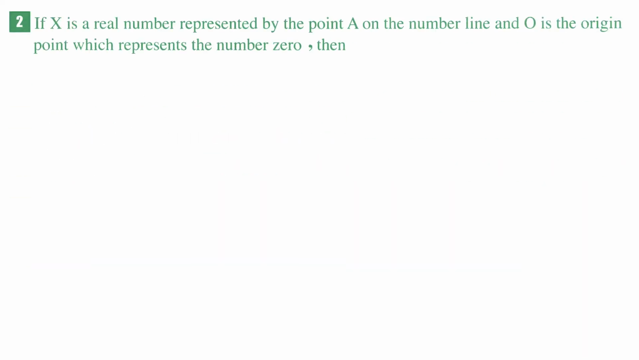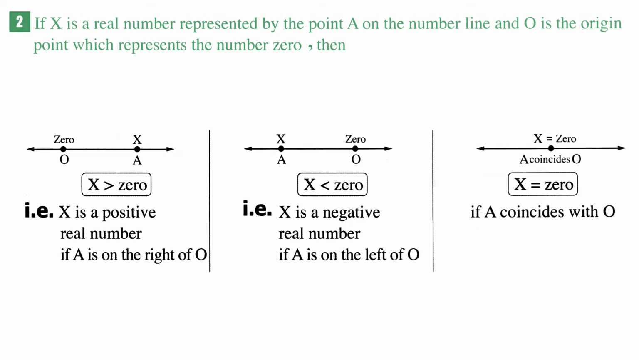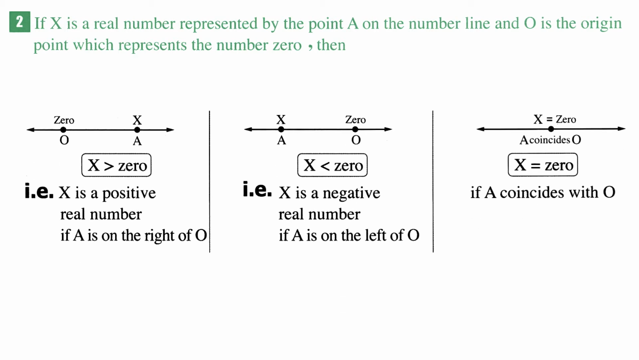If x is a real number represented by the point A on the number line and O is the origin point which represents the number 0, then x greater than 0, x is a positive real number, if A is on the right of O, which is 0. X is smaller than 0, x is a negative real number, if A is on the left of O, which is the origin point. X equals 0 if A coincides with O.